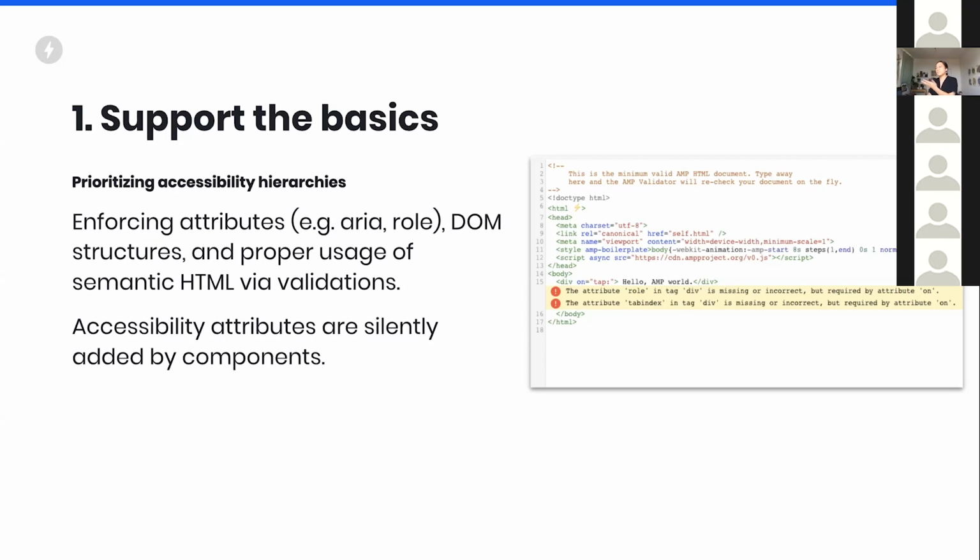So you'll see this example where you might try to use a tap event on a div element, which has no semantic meaning intrinsically. Our validator will say, hey, you're missing the role attribute and you're missing the tab index attribute. The first of which sort of allows the screen reader to notify users of what the purpose of the interaction is, and the tab index ensures it's focusable so that they can interact with it. And finally, we'll add accessibility attributes silently for consistent modal components.